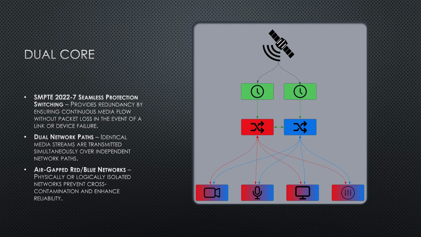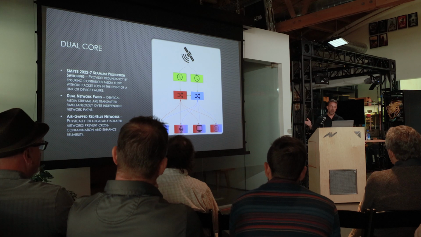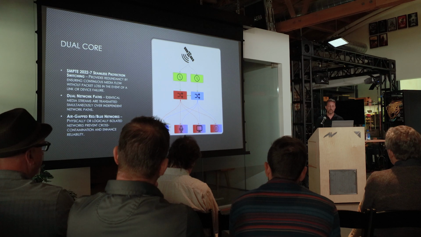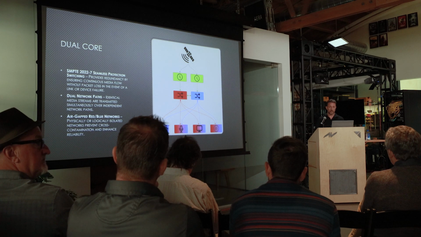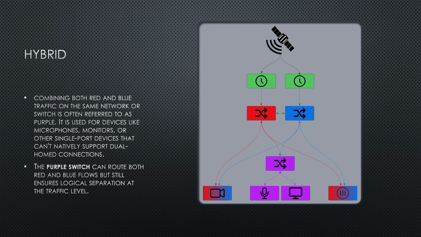But once you move out of the lab and into real world production, again, having the redundancy is key to a reliable network. Along the way, you'll undoubtedly run into some devices that don't have 2022-7 compatibility. They only have a single network interface for media, or maybe a single interface, period. And you can implement a hybrid, or what's often called a purple strategy, where you use either an additional switch or you manage the 2 switches that you have to allow that single home device to get access to traffic from both the red and blue networks.